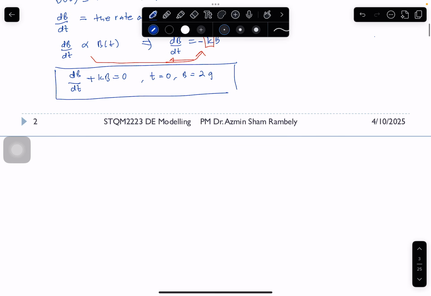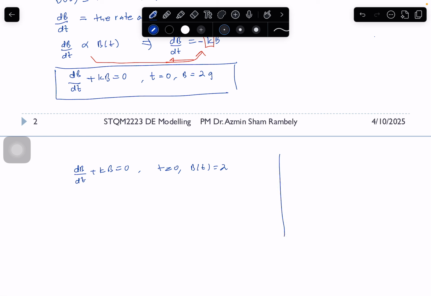If we are going to solve this, I'm going to rewrite it again: dB/dt plus KB equals 0, with B of t equal to 2 when t equals 0. I'm going to show you a few methods you have learned before. We can separate it because dB/dt equals minus KB. If you separate it, it is minus kt, then integrate.